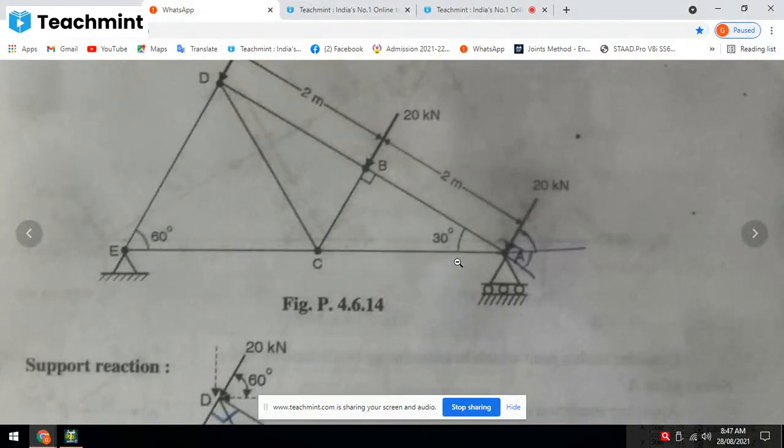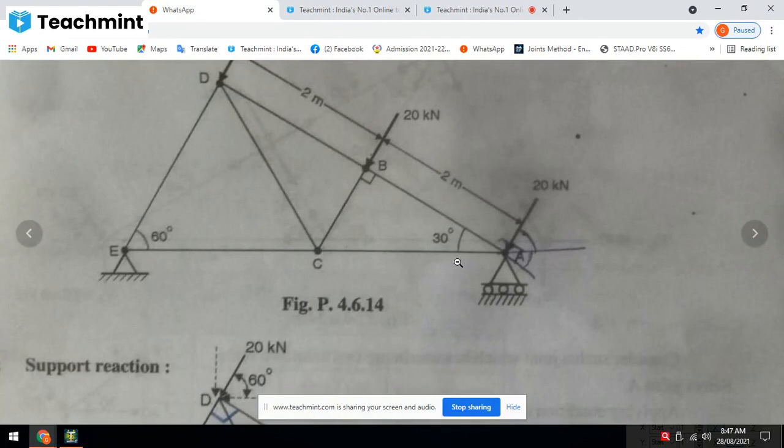Hypotenuse, adjacent side. Cos theta is equal to adjacent side, 2 meter, by hypotenuse. So 2 into cos 30, that is 1.73. 1.73 will be AC, right?